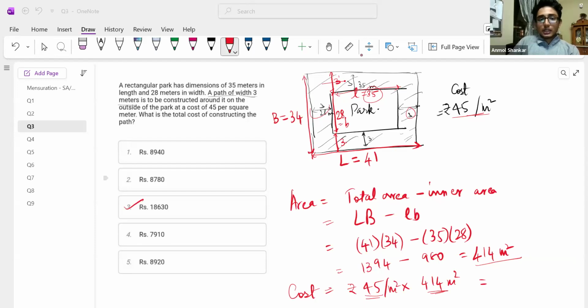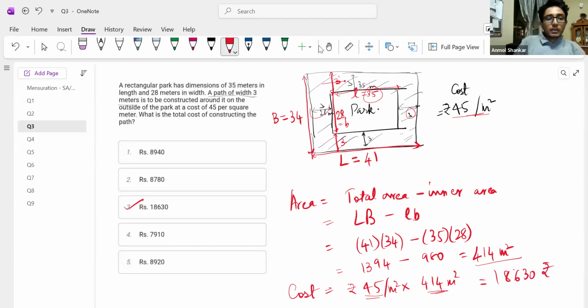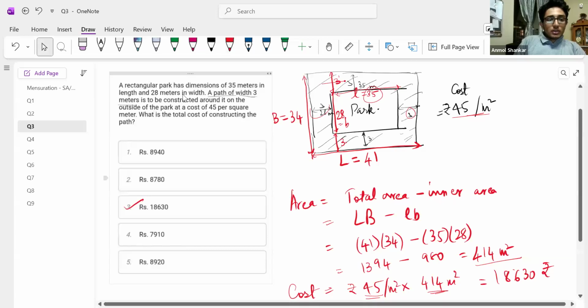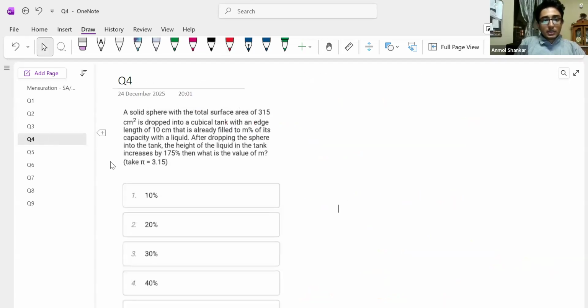Very good. Deepika, Rupika have also answered 18,630 rupees. Okay. So that is all, this is very simple. We can go to the next question. Would anyone like to read it?